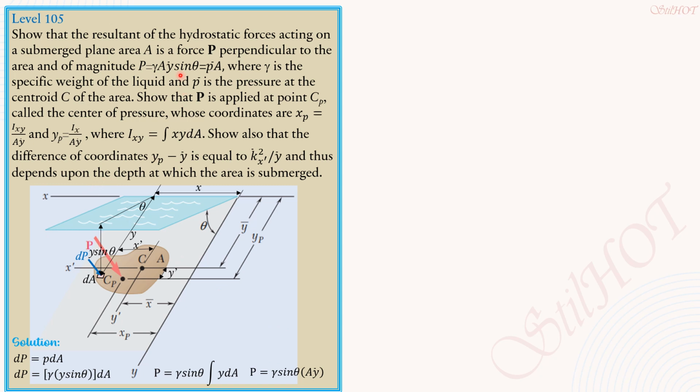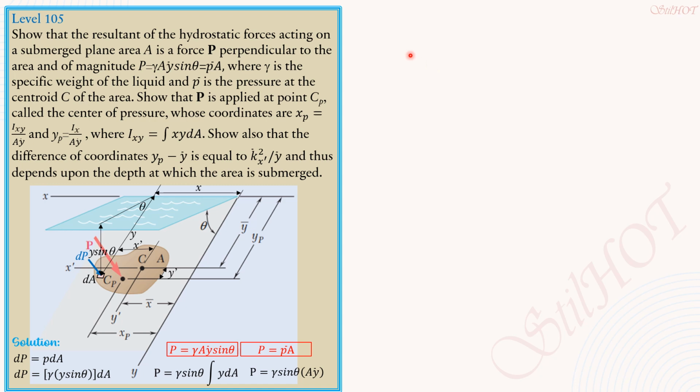So we show first that P is gamma area barred y sine theta, or because barred y sine theta is the vertical distance of differential area from the liquid surface, and multiply it by specific weight, it's the pressure at the centroid of area, then multiplied by area, so it is also equal to P barred times area. So gamma area barred y sine theta, P is also equal to pressure at the centroid of area times area.